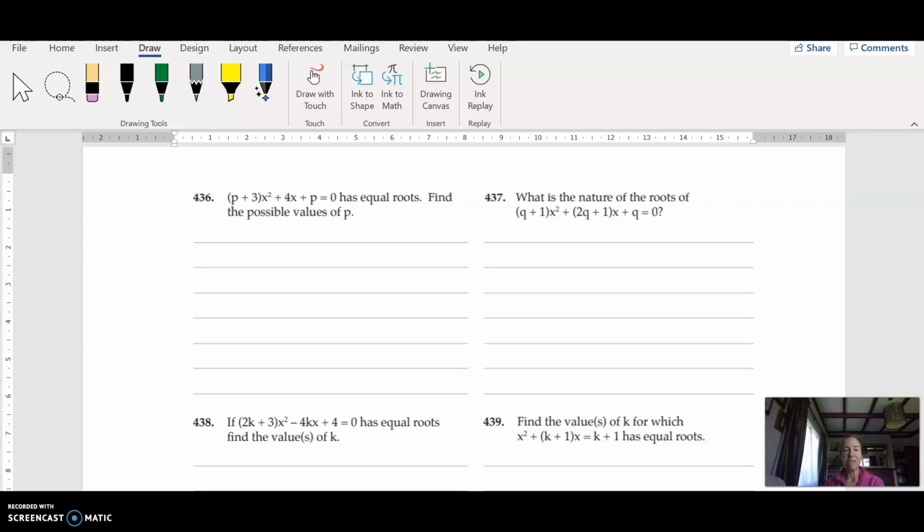This is page 54 of the algebra books. I've been asked to just go over a few things. I know we're in lockdown. I will get to it.